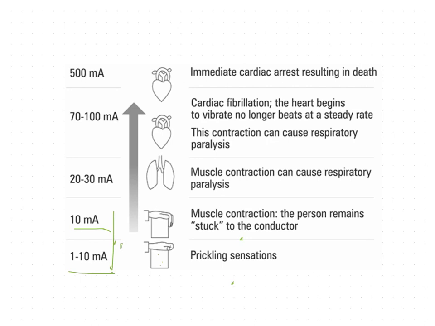At 20 to 30 milliamperes, muscle contraction can cause respiratory paralysis. At 70 to 100 milliamperes, the contraction can cause respiratory paralysis, and the heart begins to vibrate and no longer beats at a steady rate. Above 100 milliamperes, at 200 or 300, there may be immediate cardiac arrest resulting in death. So these are all the effects of the intensity of various currents, leading to some of the problems.